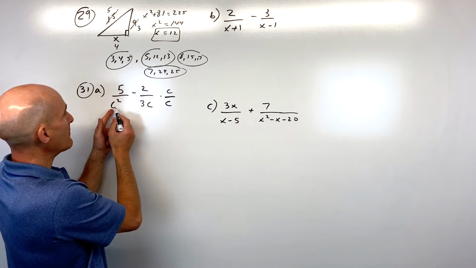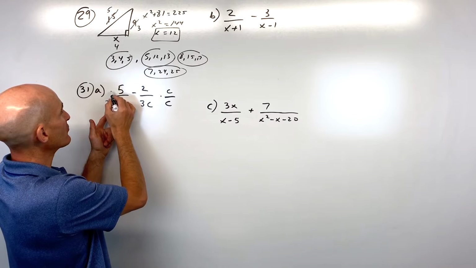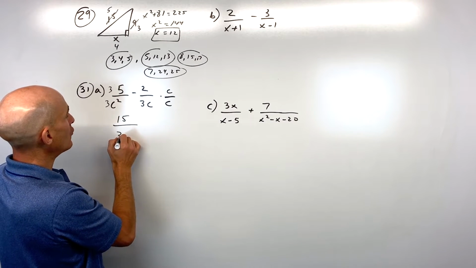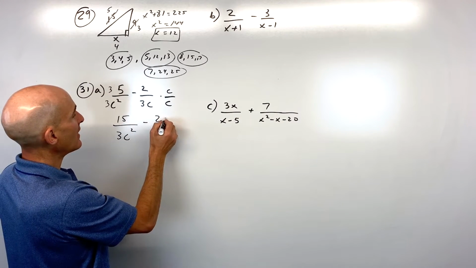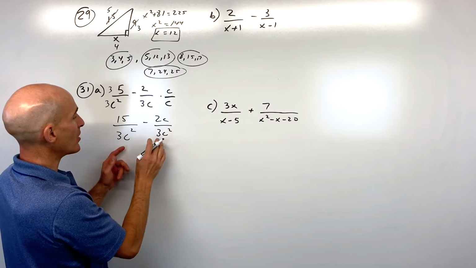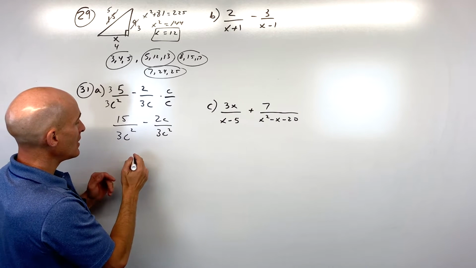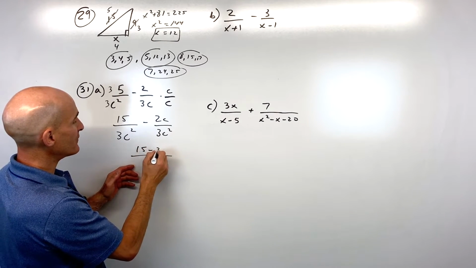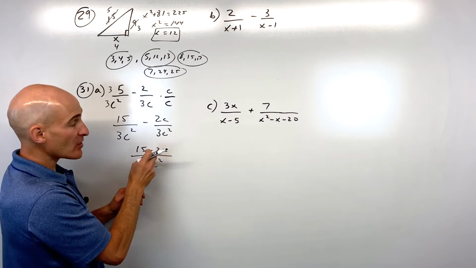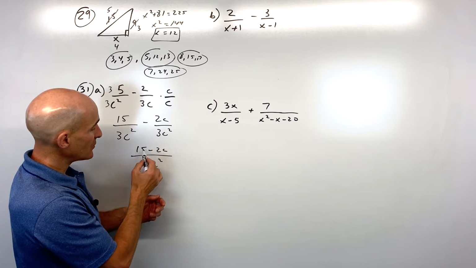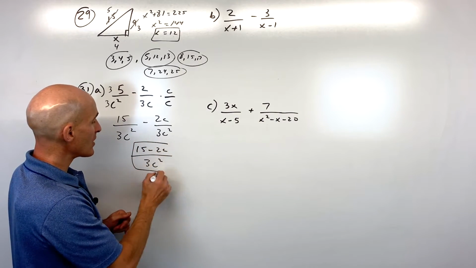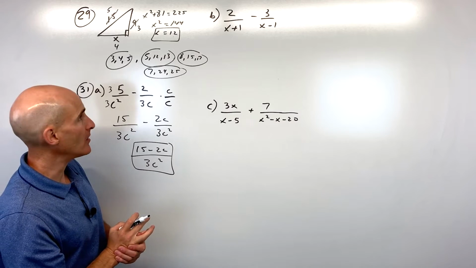But then this one, I'm missing a 3, so I'm going to multiply this by 3 and the top by 3. So now you can see we have 15 over 3c squared. Here we have 2c over 3c squared. Now we have a common denominator. We can combine this into one fraction with the common denominator, and it's just going to be 15 minus 2c. Now you want to try to combine it as much as you can. You also want to see if you can do any factoring, because sometimes you can get some cancellation that occurs in the numerator and denominator, but that's as far as we can go on that one.